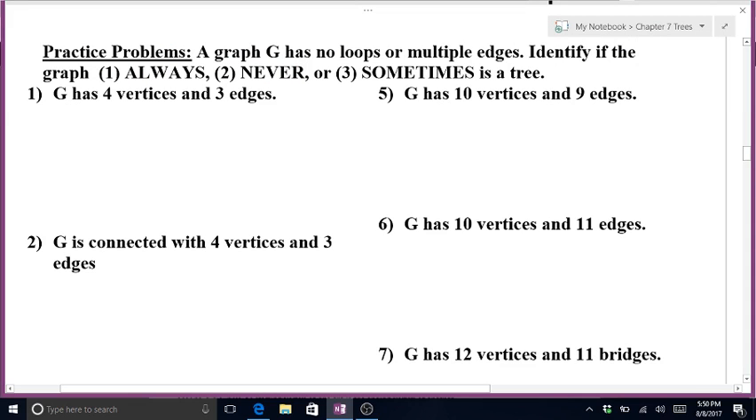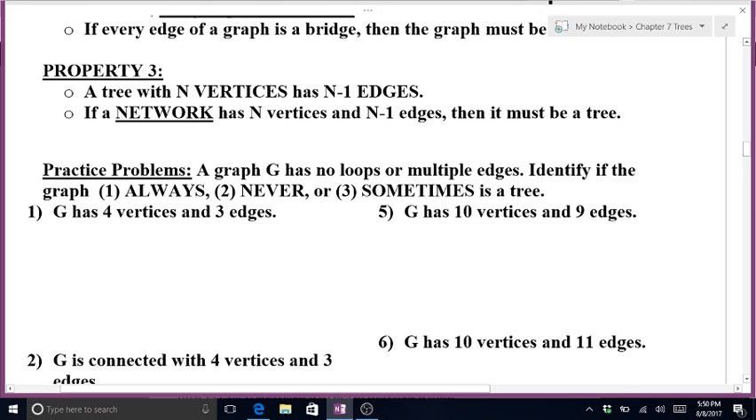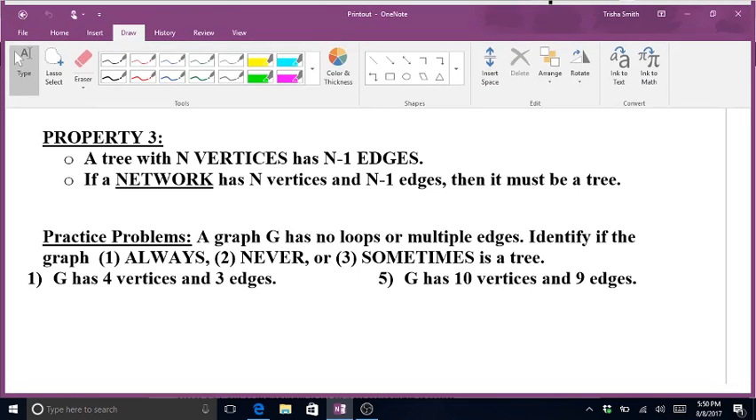So, G has 4 vertices and 3 edges. Does that satisfy property 3? N vertices, n minus 1 edges. Yeah, okay. Property number 3 is satisfied. Property number 2: every edge is a bridge. Does it say every edge is a bridge? No. Because property number 2 is not satisfied, but property number 3 is, this is going to be a sometimes.